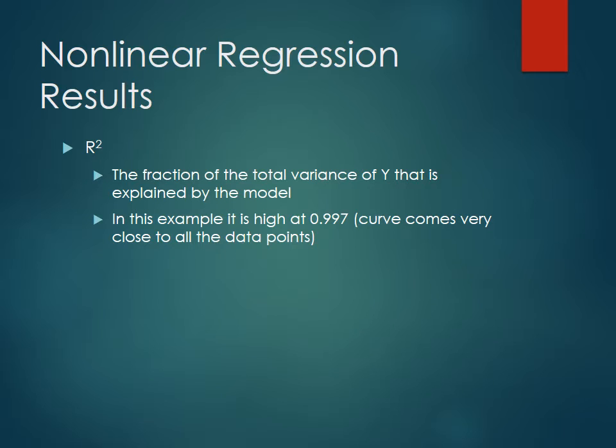So again, looking at the R squared value, the fraction of the total variance of y that is explained by the model, you see here that the R squared value is 0.997. That means that a lot of the values of y can be predicted from x very accurately, because most of the variance is being explained by that model. So again, with nonlinear regression, you can typically get much larger R squared values. It's just more difficult to come up with those curves.